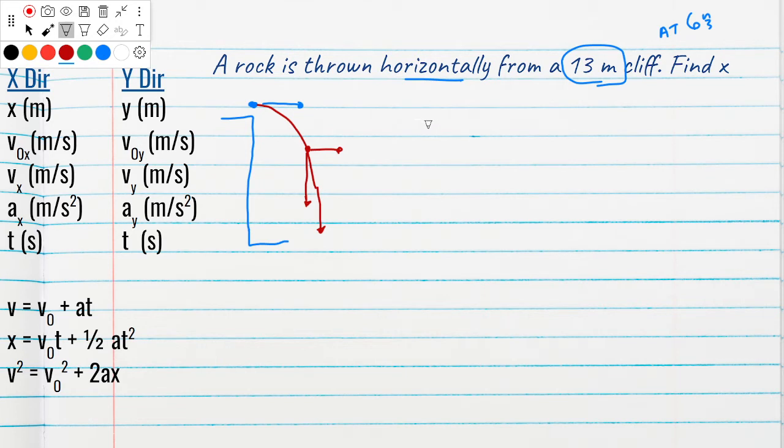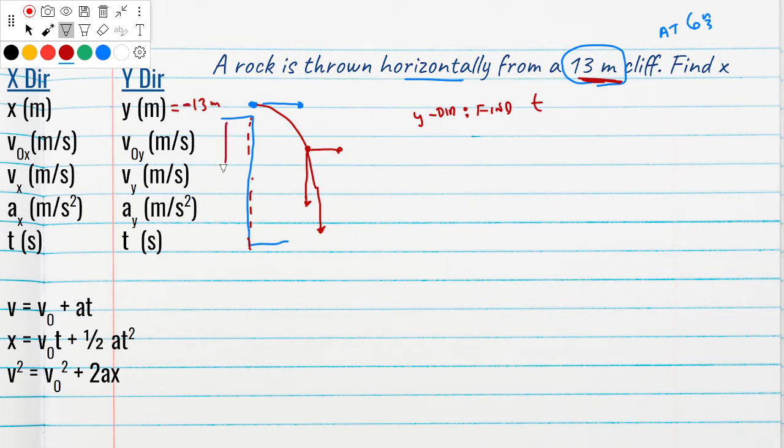Remember how we said we're going to work in the y direction and find time? Let's go ahead and do that. I need to get all of my y direction variables. This is a y direction variable because that's the height of the cliff. It starts at the top, it ends up 13 meters down below. So right here for y, I'm going to put 13 meters, and to represent that down, I'm going to put a negative sign right there.